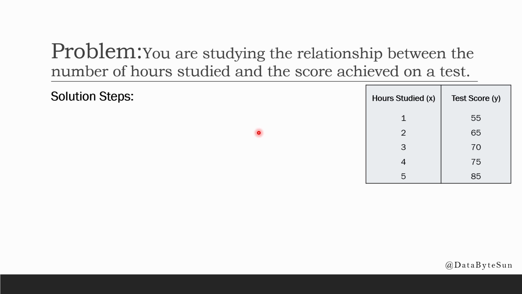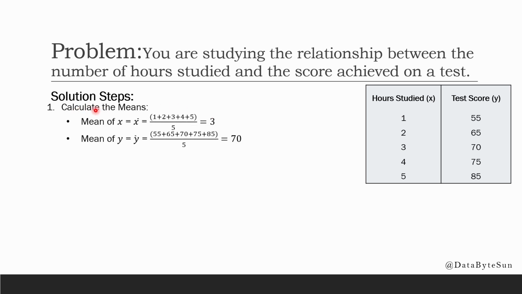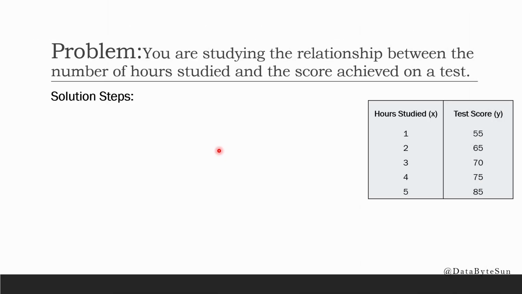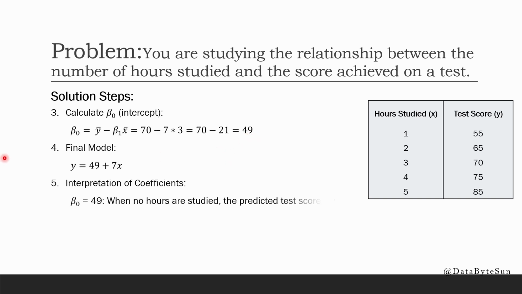First, we calculate the mean of x and y using the mean formula, which is calculated by adding all the values of a variable together and then dividing by the total number of values, which we will need for finding the slope. Now plugging our values into the slope formula, we find that the slope is 7. Now using that slope, we find the intercept, which is 49. Our linear equation of the final model is y equal to 49 plus 7x.